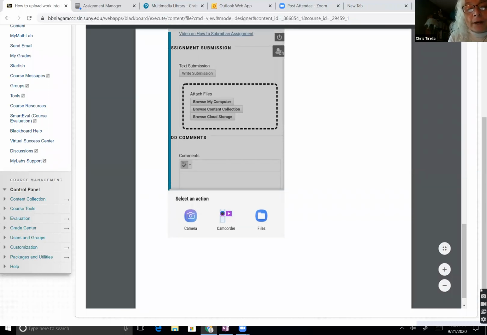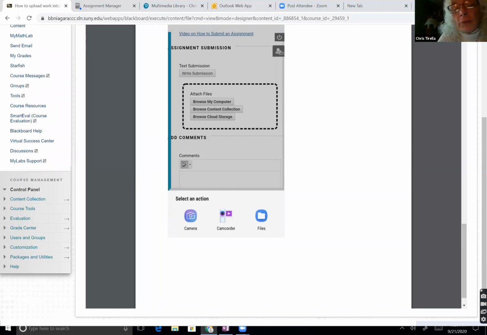And over here, it lets me take a picture of my work with a camera. If it's more than one page, it lets you take more than one picture. So please try to have a separate picture for each page, because if you start putting 2 pages on the same picture, it gets too small and I can't read it. Please, please, please do it in Blackboard.